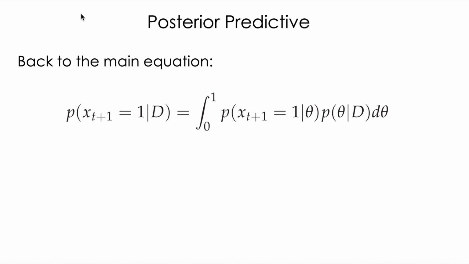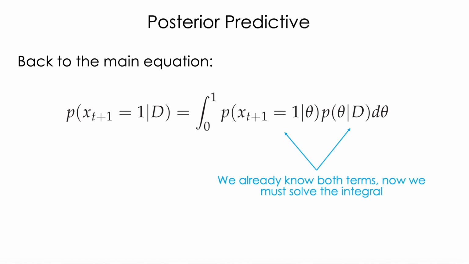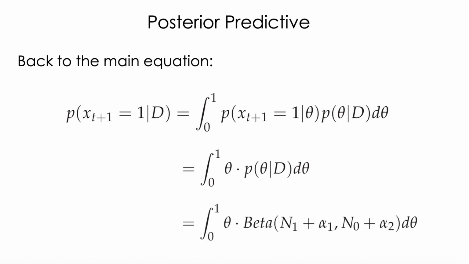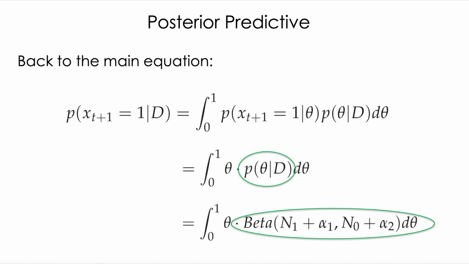So now we're going back to this integral. We call this the posterior predictive in the Bayesian setting, and we need to solve it. So we already know both terms here. Remember that the first one was theta. It was the easy one and we calculated it before. And the second one is this. It's the posterior, and we already know that it's a beta distribution with those parameters.